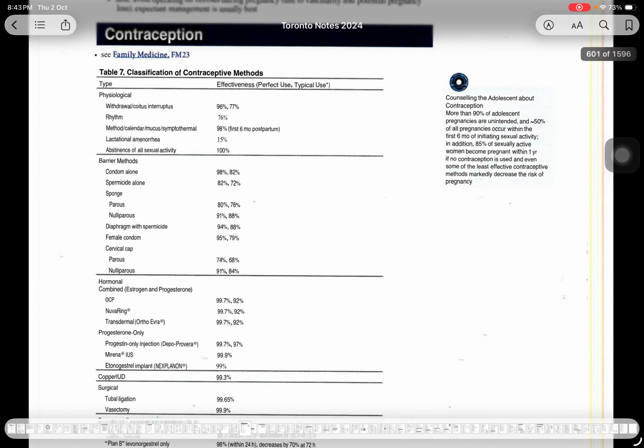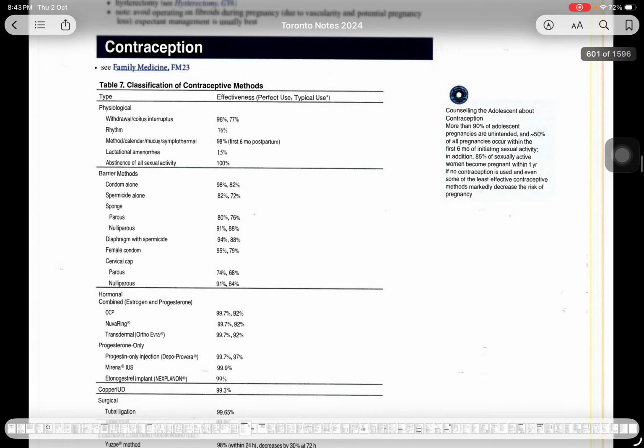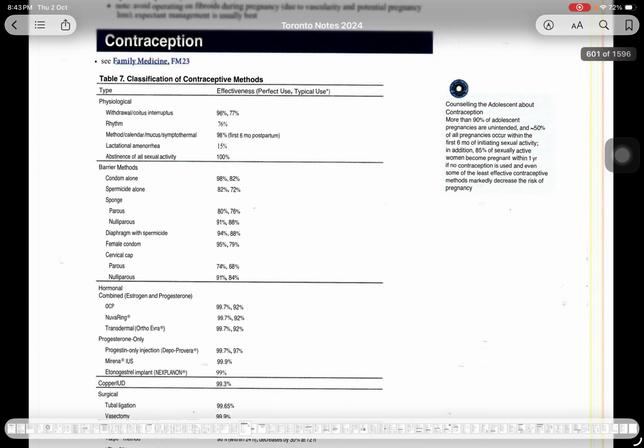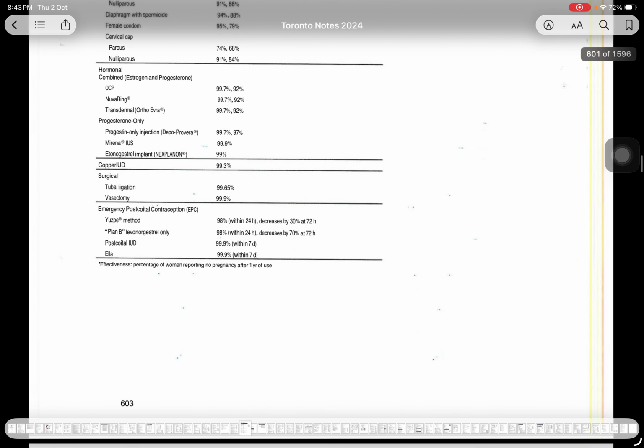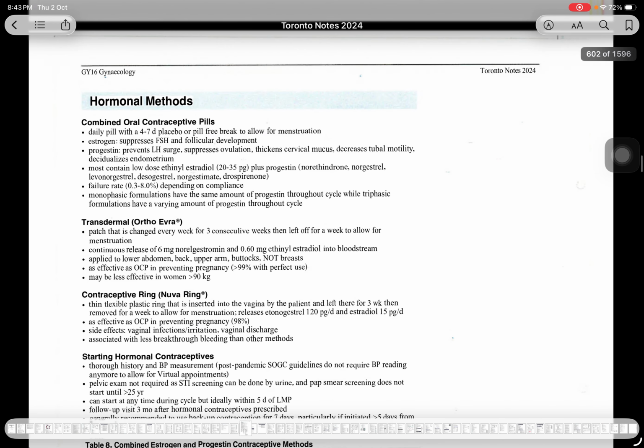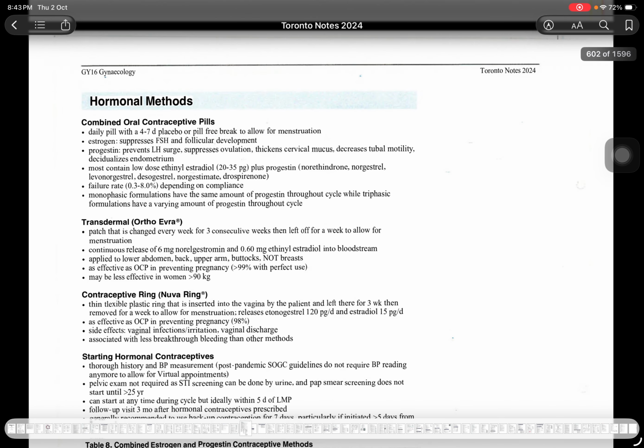Barrier methods or physiological methods are not very effective in general. Barrier methods, female condoms or diaphragm, are also effective, but not as effective as hormonal IUDs or copper IUDs. Okay, now hormonal methods. Combined oral contraceptive pills are the most common ones. Every other girl is on OCP, but most commonly these are used for heavy menstrual bleeding. That's what I've seen. Or they can be used for contraception as well, but IUD is the most common one after oral birth control pills.